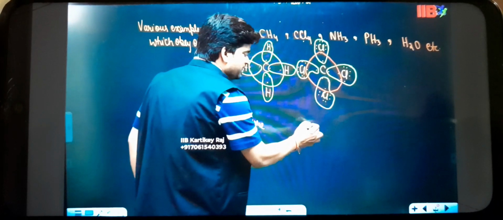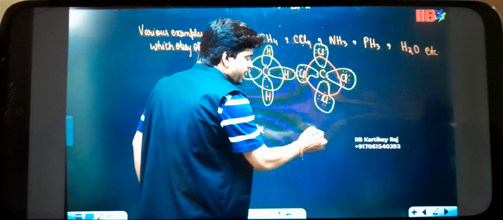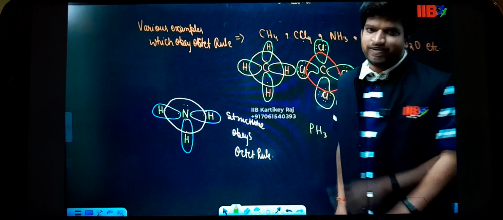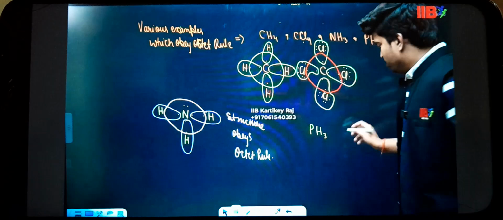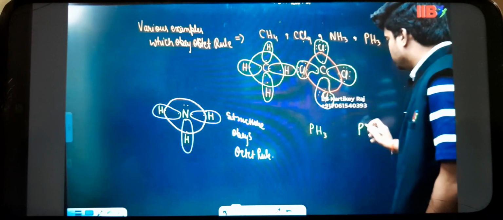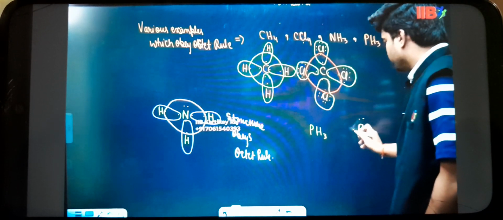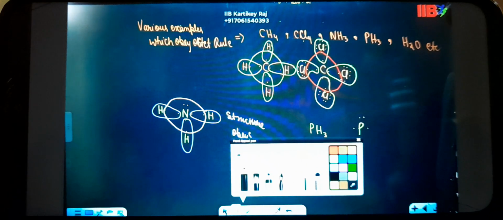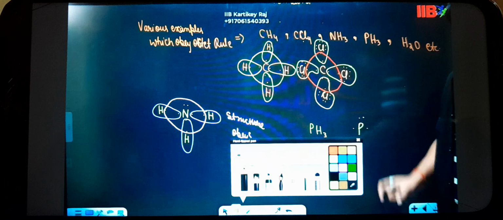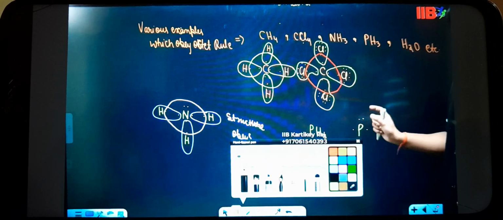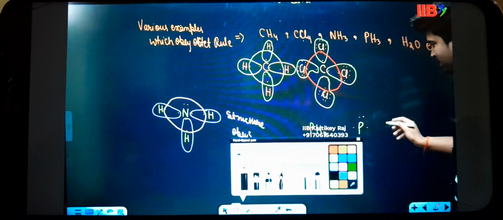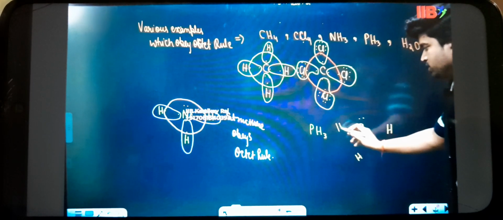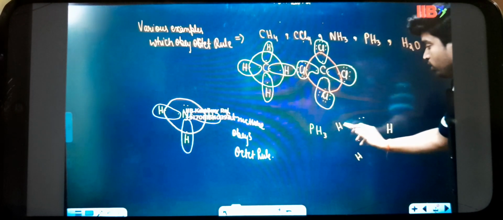Let's take some other example. Like I have already taken PH3. The name of this compound is phosphine. Okay guys? Now phosphorus also consists of 5 valence electrons. Take it 5 valence electrons. 3 hydrogens are arranged sequentially, which I have told earlier, how you have to draw the Lewis dot structure. Now you just put hydrogen here and 1 valence electron.